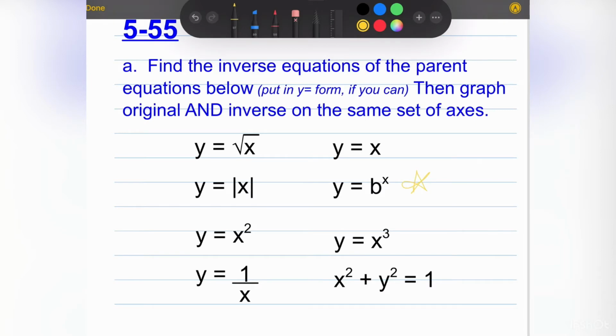Now for y = b to the x, this is what you explored today in class. So your investigation for this one is already done. So just imagining that b is a 3, that part's already done if you did your classwork today. You are going to do this on your own, but I want you to practice both the equations and the graph of all of our parent functions that we've done so far.